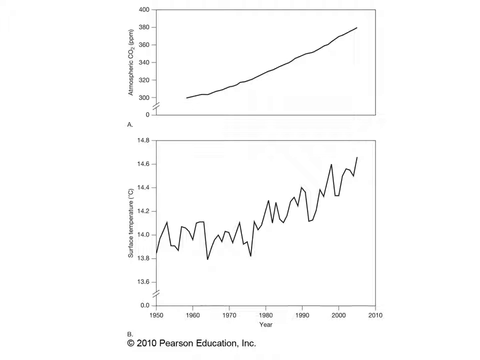So this is showing you two things here. Atmospheric CO2 on the top, surface temperature on the bottom from 1950 to about 2007. What do you see? So they look like they agree. They're both going up. Is there full agreement? No, there's variability. This is just a snapshot though, right? We need to see more data. This is not enough to make any single decision from.